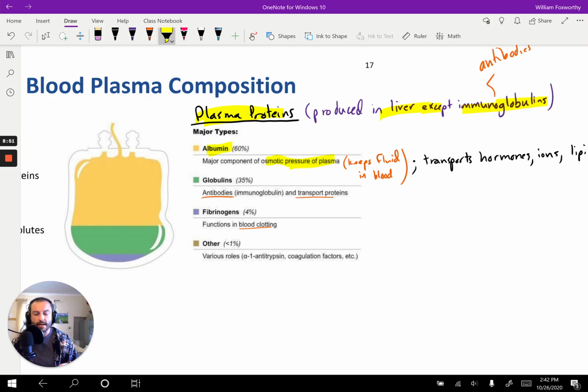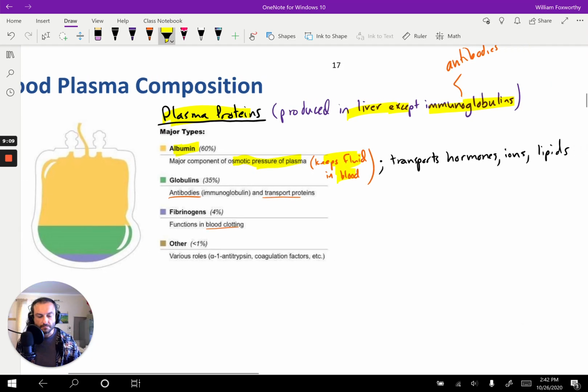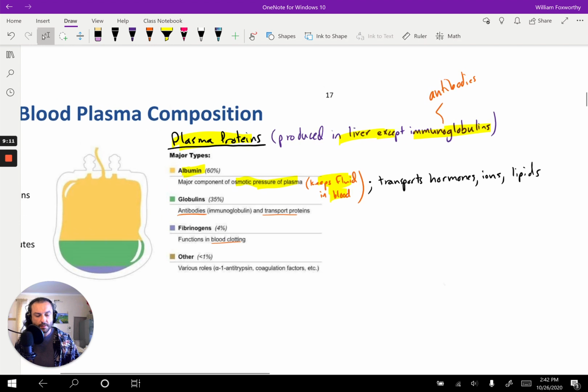So anyways, by having dissolved components in your blood, the blood, as a result of having many dissolved particles, is going to draw fluid into itself, and so that's going to help to keep the fluid in the blood. Also, albumins function to transport various hormones and ions, as well as some lipids.